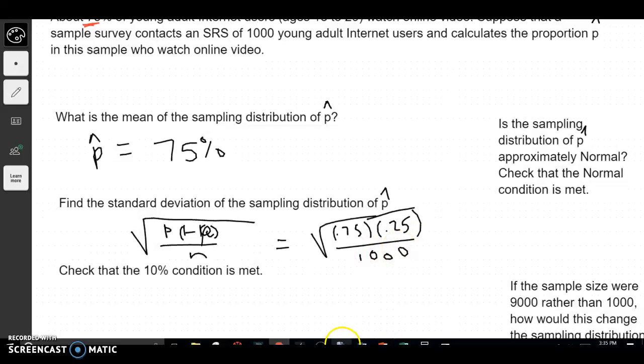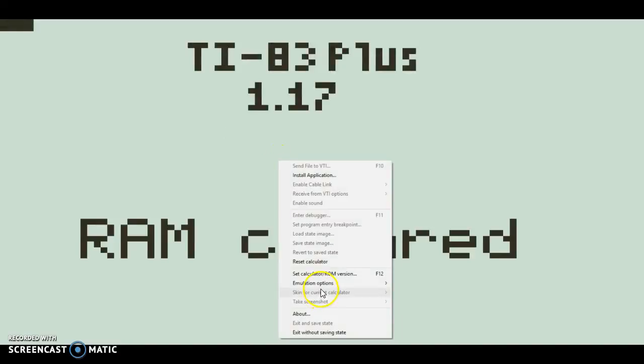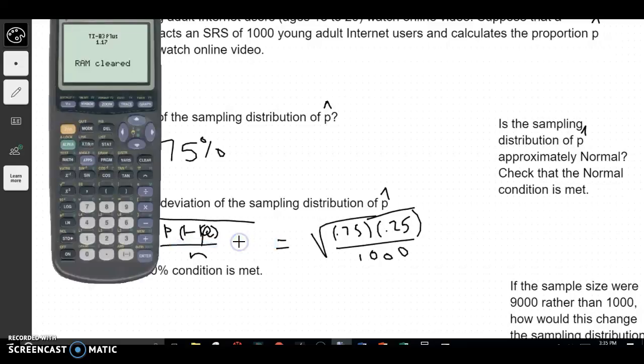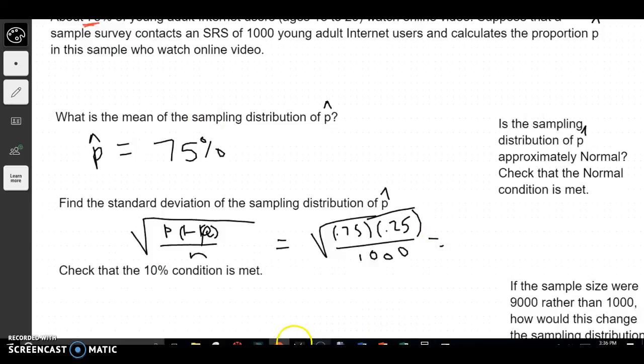So let's pull up a calculator and see what that would give us. So, very small number, around 0.1.